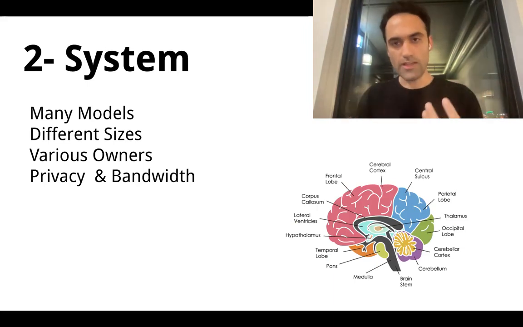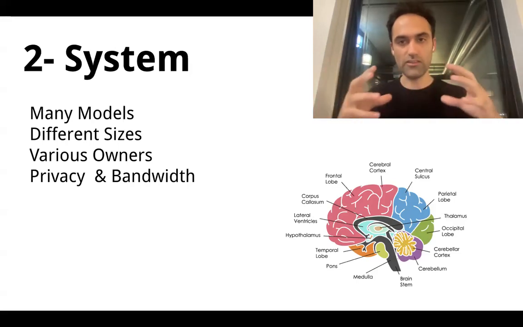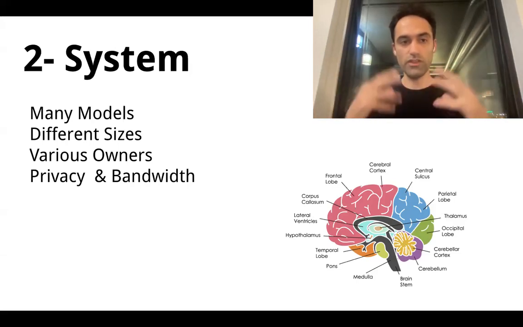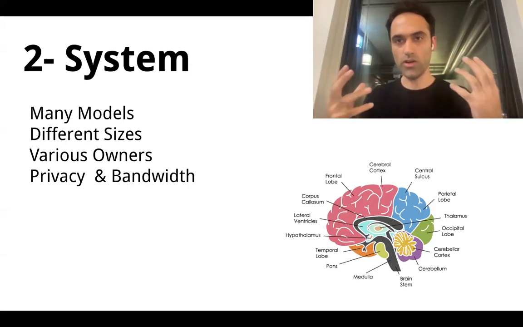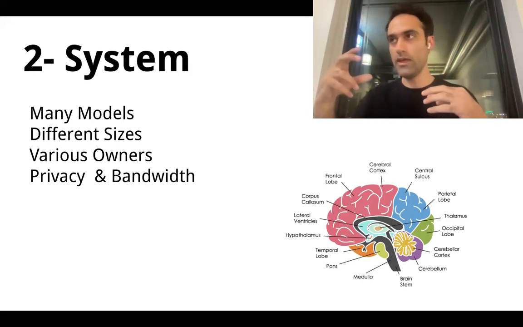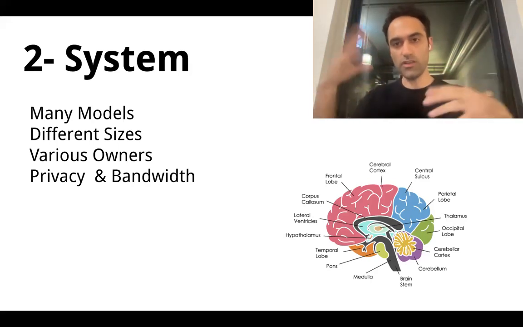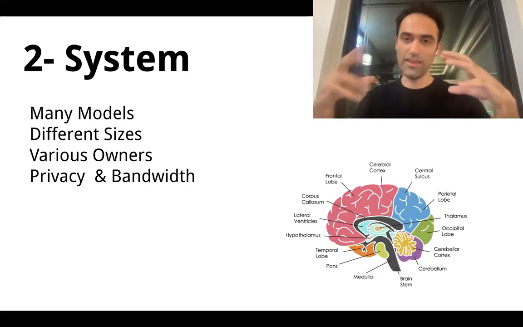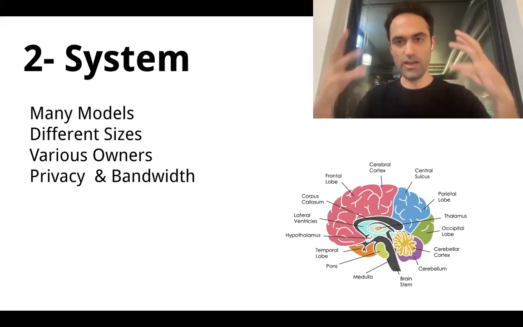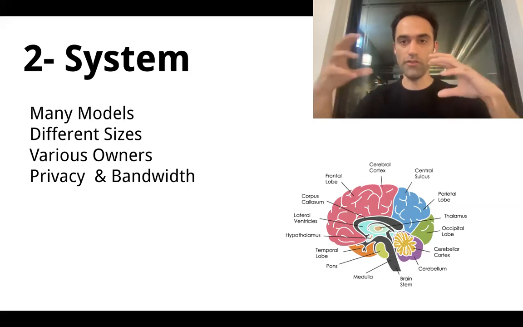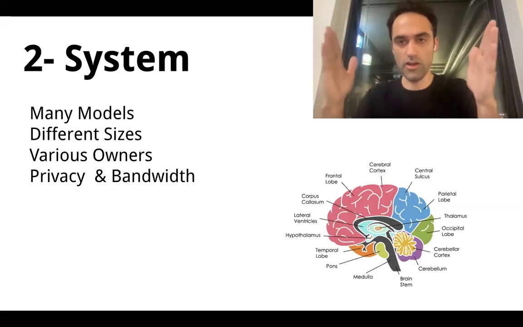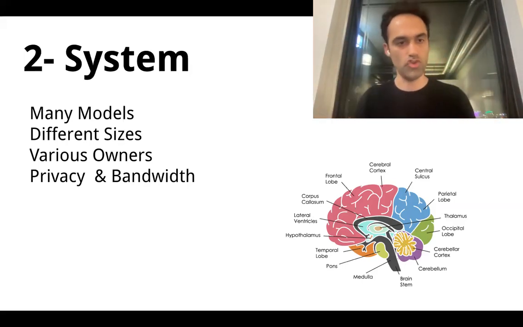So as far as the system, instead of one model, we have many models that talk to each other and communicate to each other with different sizes, and they have various owners. Each model could be designed or even trained by different teams. And at the end, as a machine learning engineer or as a system designer, you have to put all of them together to deliver the industry task that your job is.